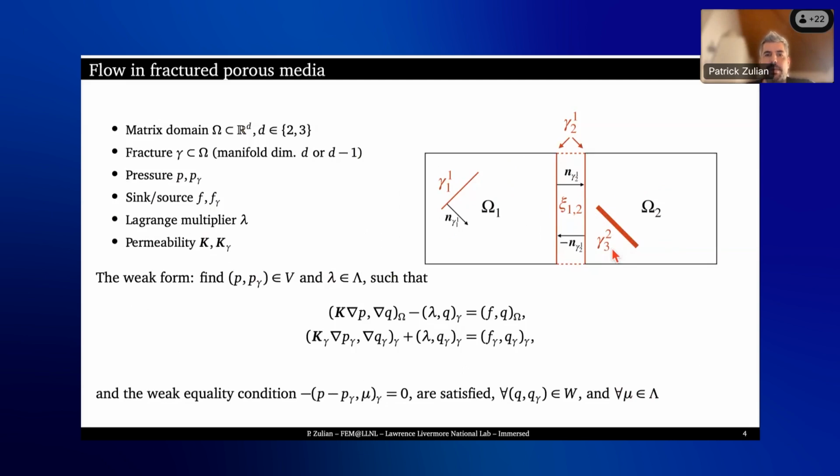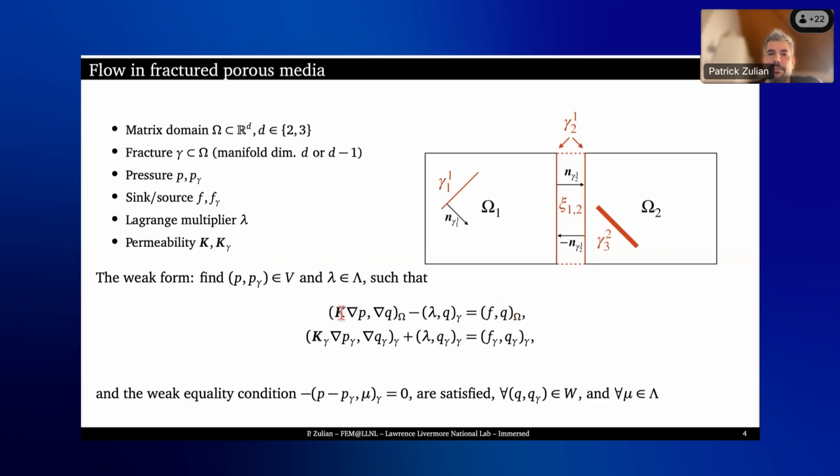So here is the simplest problem I can come up with, a simple flow problem, a Darcy flow problem. We define it in a domain omega and a fracture gamma, and we want to solve the problem for the pressure in the background and the pressure in the fracture. We have some source and sink terms, and then a Lagrange multiplier, which we use to enforce some continuity of the pressure. Then there are the typical permeability tensors, and the weak form would look something like that.